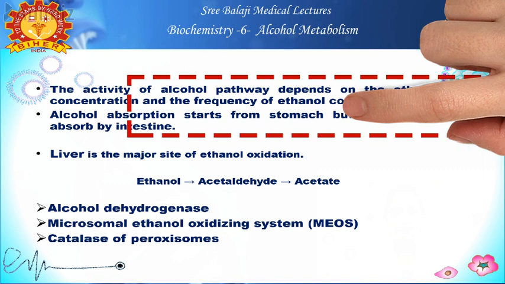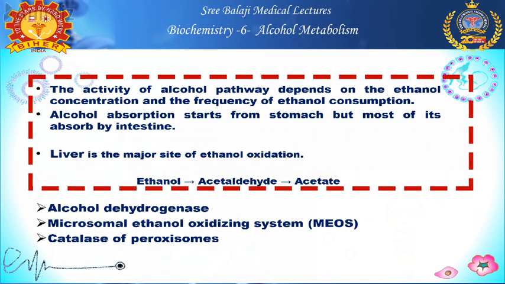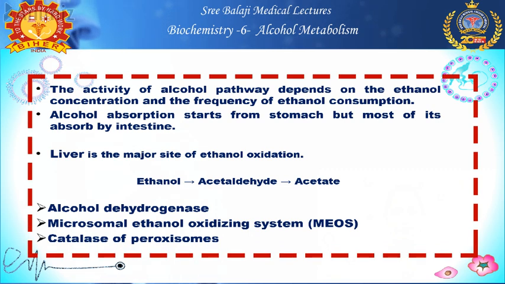Let's move on to the topic. The activity of the alcohol pathway depends on the ethanol concentration and the frequency of ethanol consumption. Once the alcohol is consumed, it reaches the stomach where the absorption of alcohol takes place. But the major part of alcohol absorption takes place in the intestine. After absorption, alcohol will reach the liver through the circulation. Once the alcohol reaches the liver, alcohol oxidation takes place. The major organ involved in alcohol oxidation is the liver.